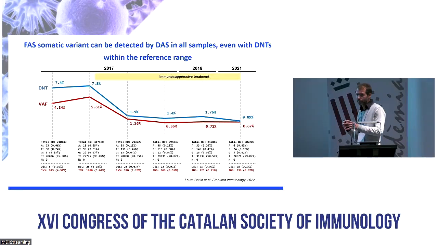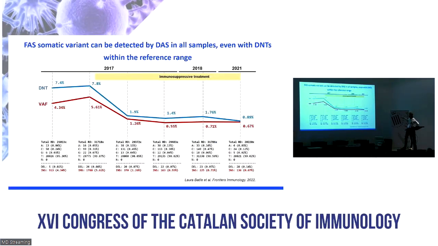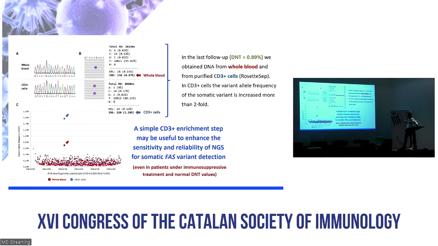And we wanted to know if it is possible, in a discovery setting when you don't know the exact variant that you want to find. So to that, we use this last sample, which has normal numbers of double negative T cells. In this last sample, we obtained total blood, and we also did this CD3 enrichment. We amplified exon 9, and we used a software to identify somatic variants without telling the software that the somatic variant was there. So this graphic shows the chromosomal location of exon 9 of FAS.